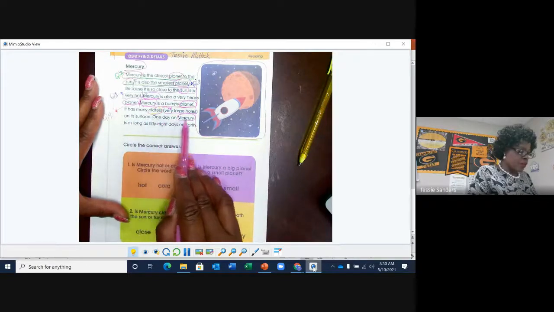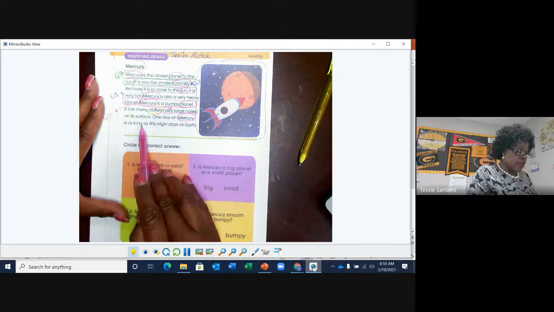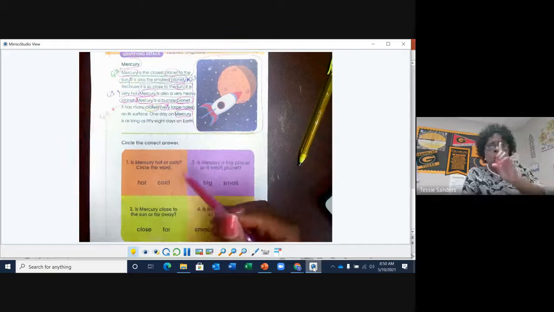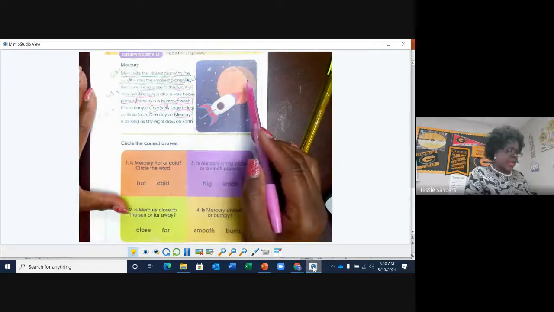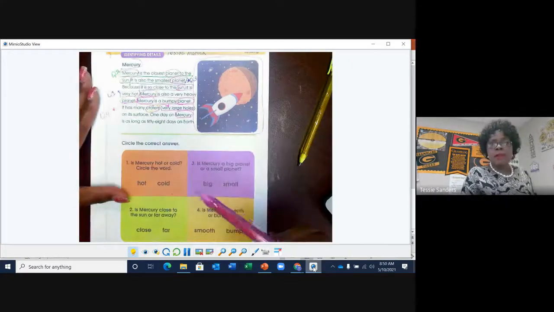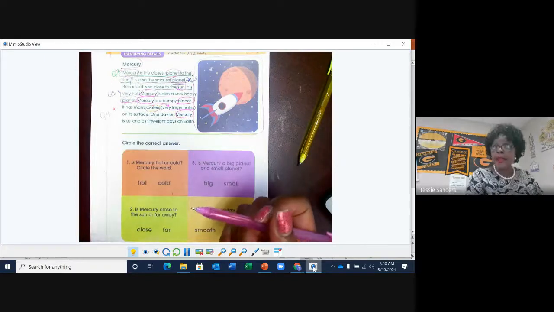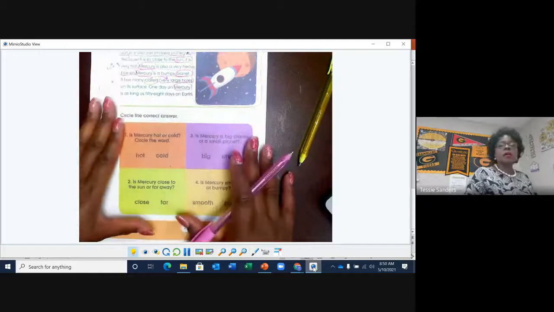One day on Mercury is as long as 58 days on Earth. Ooh. One day on the planet of Mercury is like 58 days on Earth. That's a lot of days, isn't it? Just for one day. Now, take a look.